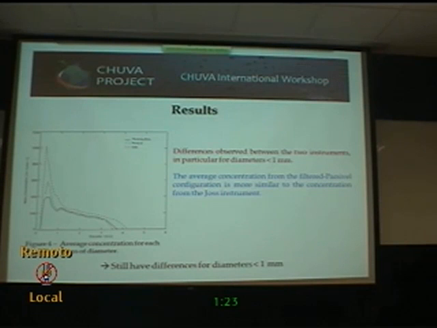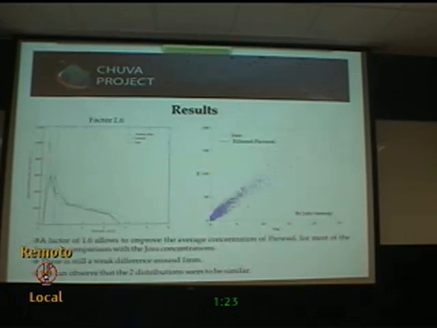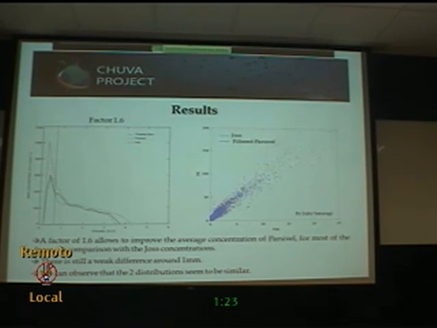To solve this problem, the underestimation in the first class, I tested different values of the factor from 1 to 2, in steps of 0.1, and a factor of 1.6 is the best value of the factor for the standard deviation when you compare these curves. Only this, there is still a weak difference around 1 millimeter.